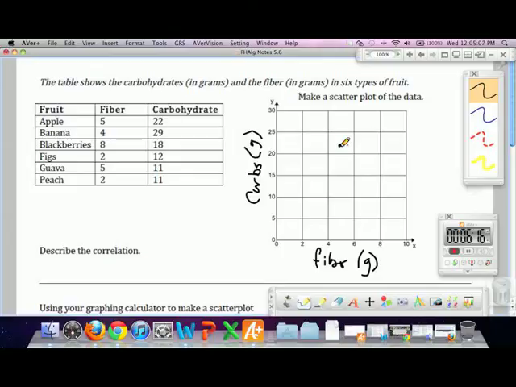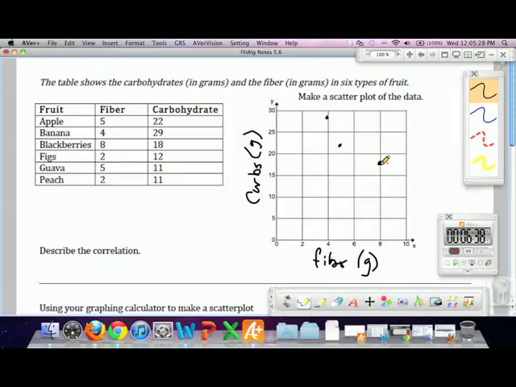So a banana is 4 grams of fiber, 29 grams of carbs. Blackberries 8 and 18, and so on. I did the first 3 here. You do the last 3, and then we'll see what we can do.